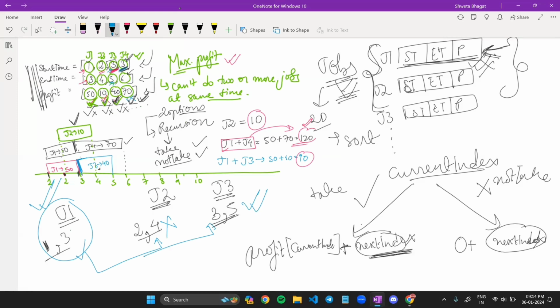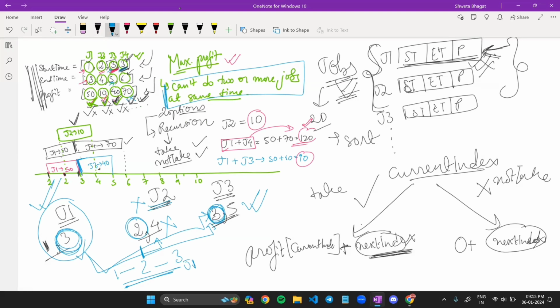Why? Because my job J1 is ending at 3 units of time and my job J2 is starting at 2 units of time. So is it possible to start J2? The answer is no, because from 1, 2, and 3 units of time, in this time interval, I am already processing my J1. So I cannot start J2 in the middle of that, because the condition is that we can't do 2 or more jobs at the same time. So we'll simply move to J3 because it is starting at time equal to 3. By that time, we are already finished with our J1, so we can start that.